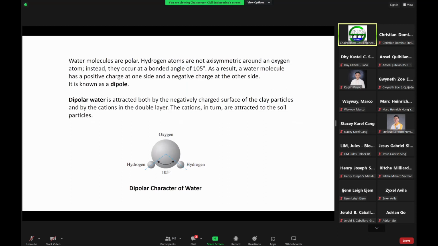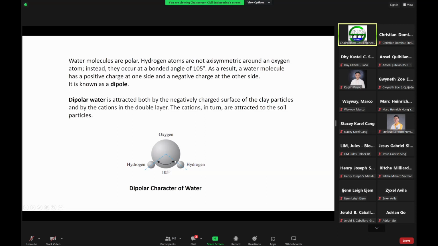Now, since water plays an important role in the behavior of the diffuse double layer for clays, let's talk a little bit about the character of water. Water molecules are basically polar. The hydrogen atoms in the water molecule are not axisymmetric around the oxygen atom. Instead, they occur at a bonded angle of 105 degrees.